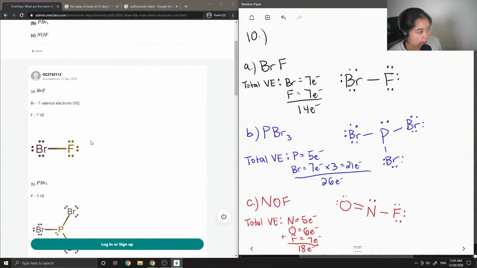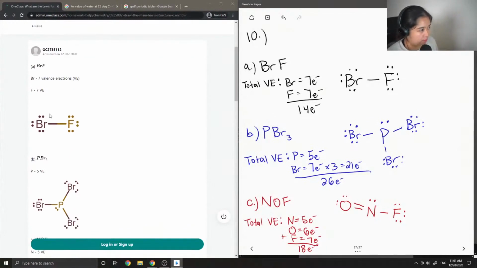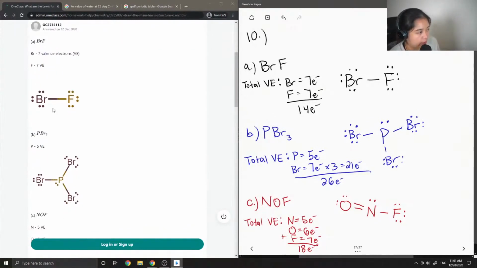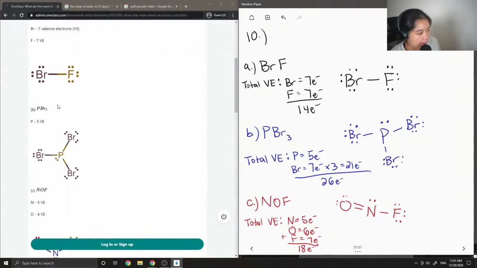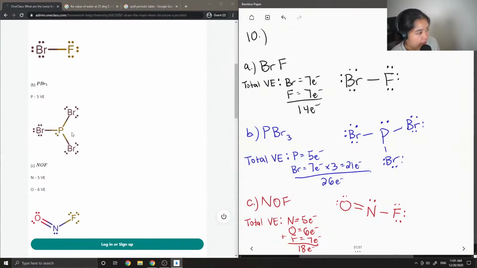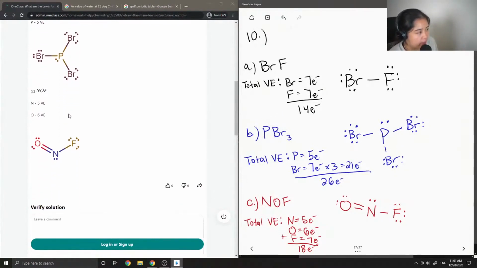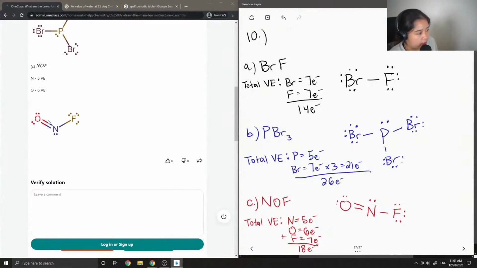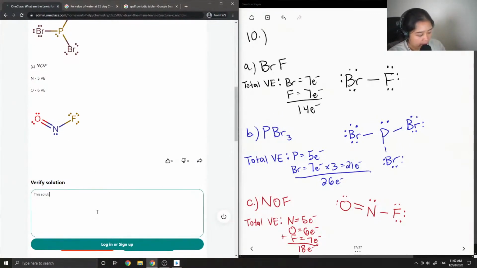And the junior tutor said the bromine and the fluorine would just have a single bond. The phosphorus tribromide has the 3 bromines and then a lone pair on phosphorus. And the NOF has the double bond between the oxygen and the nitrogen and a lone pair on the nitrogen. Okay, so this solution is correct.